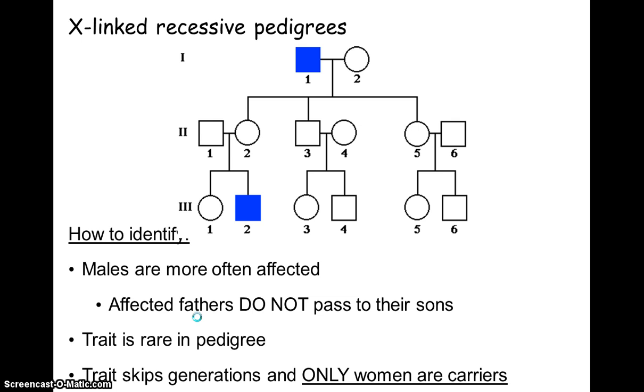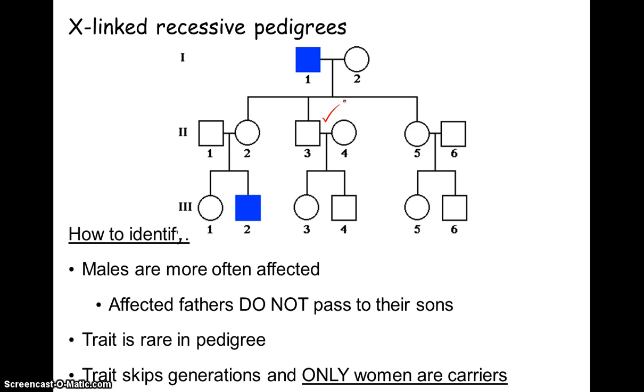So with X-linked recessive, this one's probably the easiest to identify because more often than not, it's only going to be males that are affected. Sometimes you will have females affected, but it's still going to be more males that are affected. So when we're looking at these pedigrees, one thing that we can see is any father that's affected, so like individual 1-1 or 3-2, they're not going to pass it on to their sons. So we can see that this guy, 1-1, had a son right here, who doesn't have the trait.